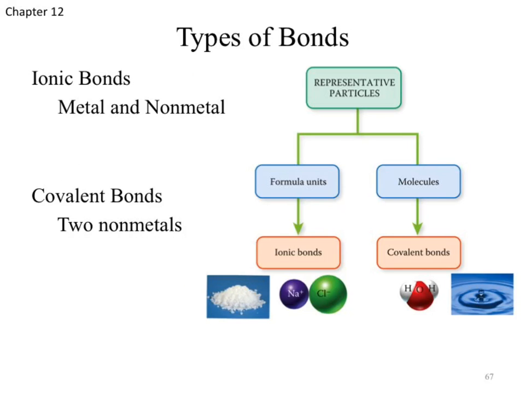So, our types of bonds. We end up with two main categories, ionic bonds and covalent bonds. The rough bulk overlay picture for this is that ionic bonds are when you take a metal and a nonmetal. Covalent bonds are when you take two nonmetals. Does this cover all of the possible bonds? No. What's the one I'm missing?